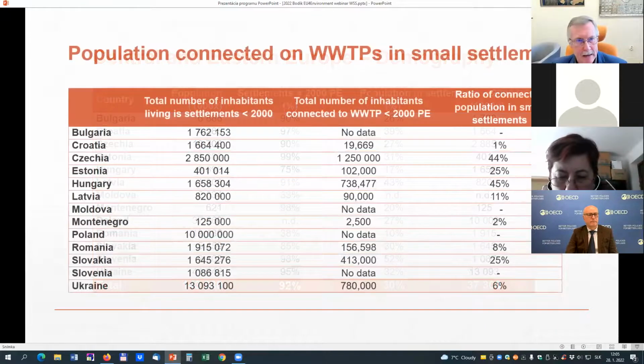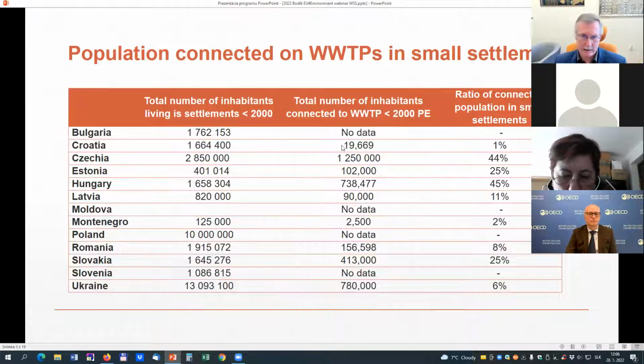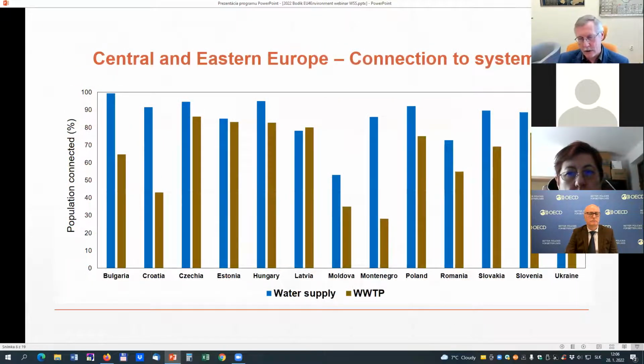Okay, the next table shows some real data about inhabitants connected to small wastewater treatment plants. We can see that a relatively low portion of people from these small settlements is connected to treatment plants. It differs from very low, like 1% in Croatia, up to 44% in the Czech Republic. There are different levels of connection in the small settlements to wastewater treatment plants. It is important for the future, for increasing the connection to wastewater treatment.